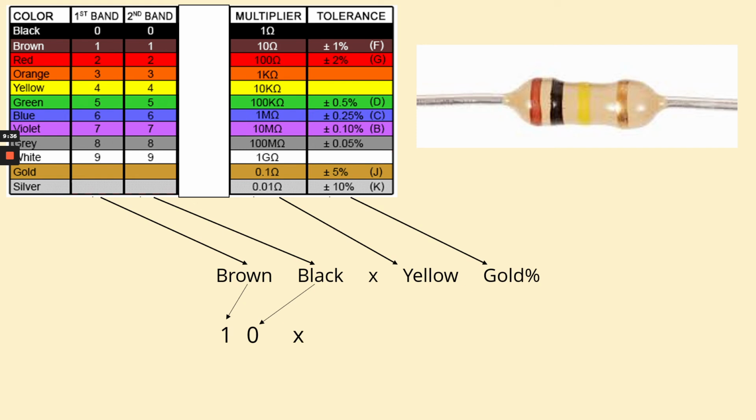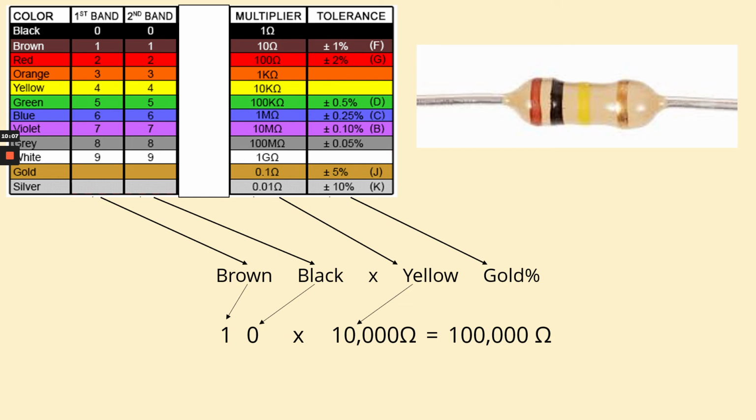So we're going to times this by our multiplier, which is yellow. And in our multiplier column, yellow is 10k ohms. What is 10k? If you said 10,000, you are right because you times the number by 1,000. So we've got 10,000 ohms. So what is 10 times 10,000 ohms? If you put down 100,000 ohms, you are correct.